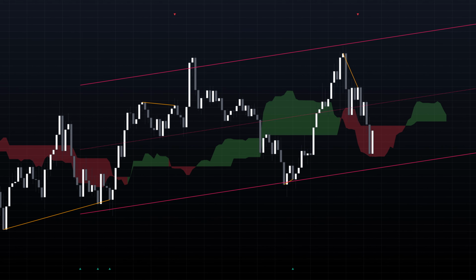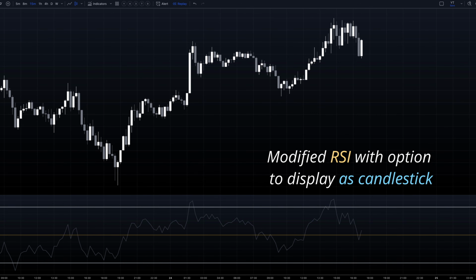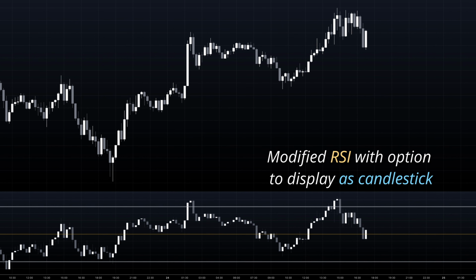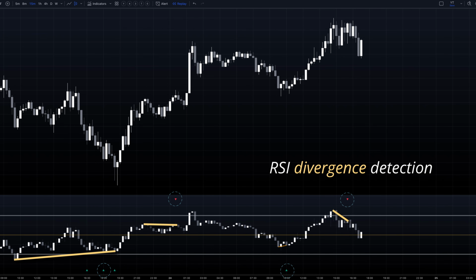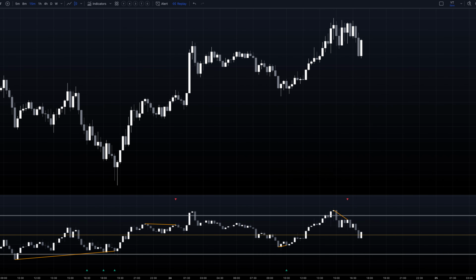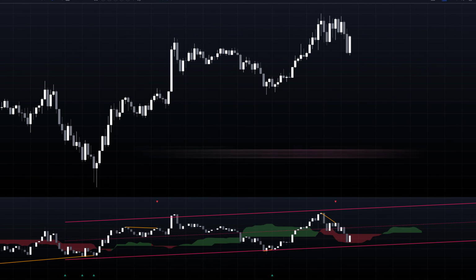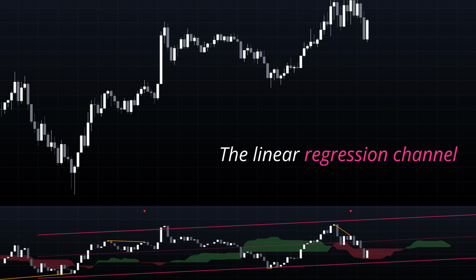This indicator stands out by combining three powerful technical analysis tools. It uses a modified RSI that displays as candlesticks, giving us both momentum and price action style readings. The RSI is enhanced with divergence detection capabilities, which can spot potential trend reversals early. The addition of the Ichimoku Cloud provides dynamic support and resistance levels, while the linear regression channel helps identify the overall trend direction and potential price boundaries.